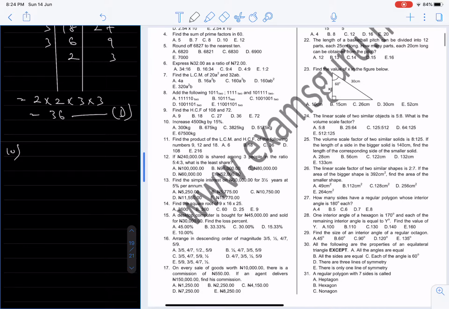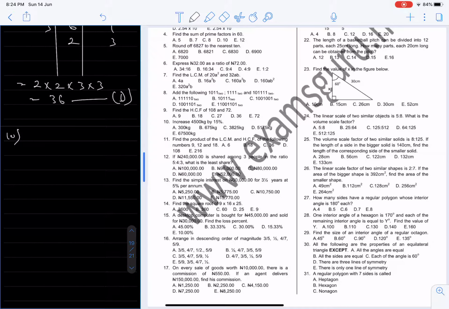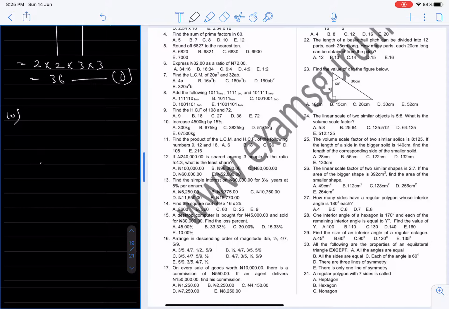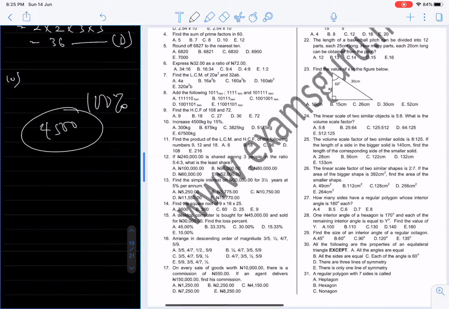Increase 4,500 by 15%. When you are increasing or decreasing by percentages, all you need is to add the percentage by which you are increasing or decreasing to 100%. Here, 4,500 is the whole mass that we're increasing, so that's 100%. If you're increasing it by 15%, that means 100% plus 15%, that's 115%. So the answer is going to be 115% of 4,500 kilograms. And that gives us the answer.